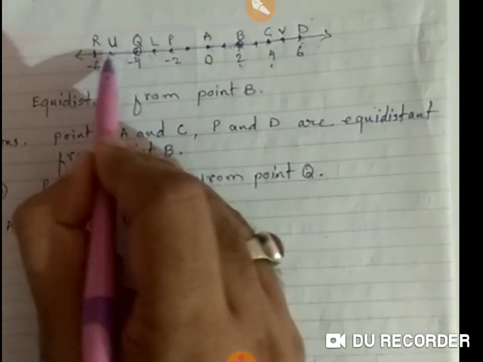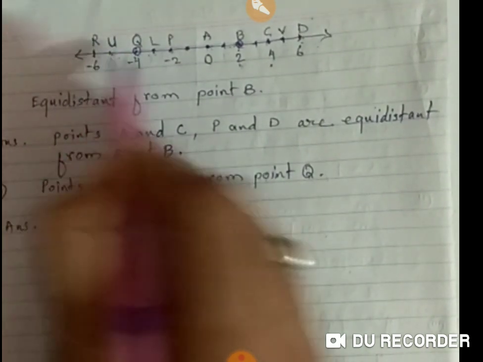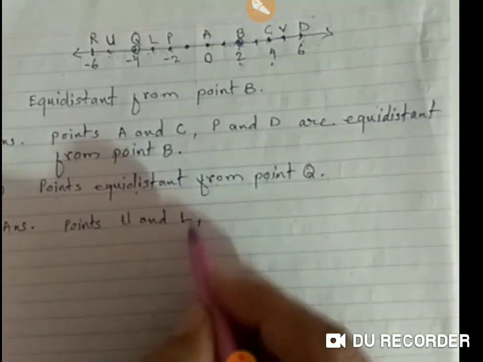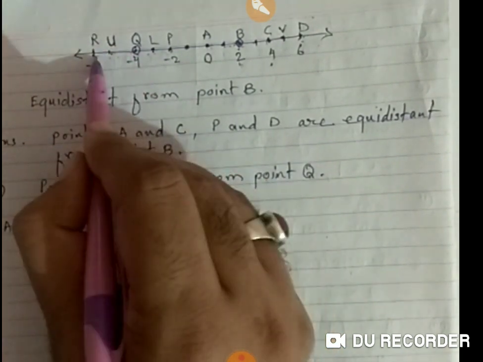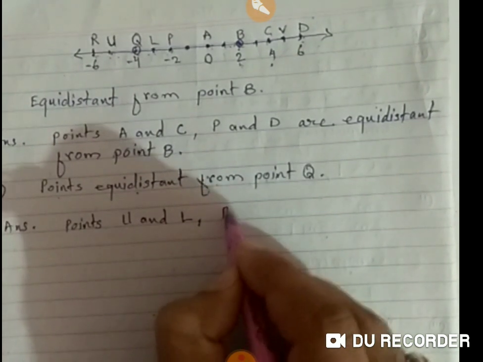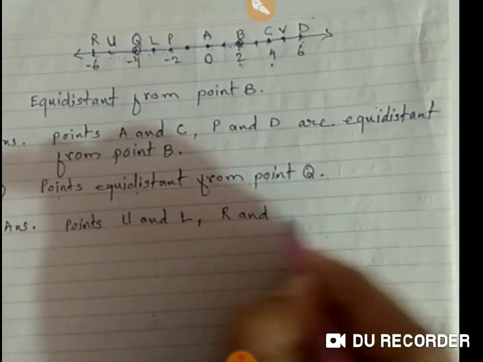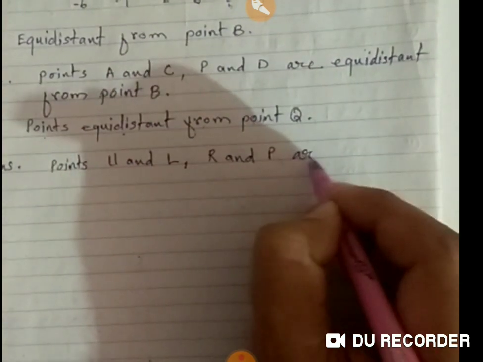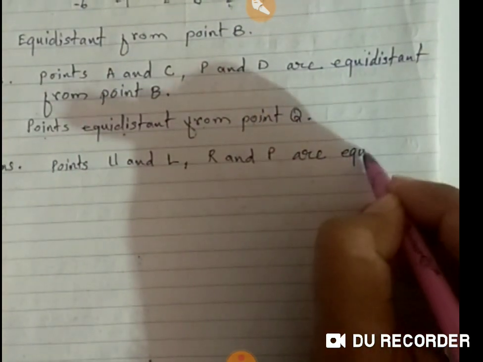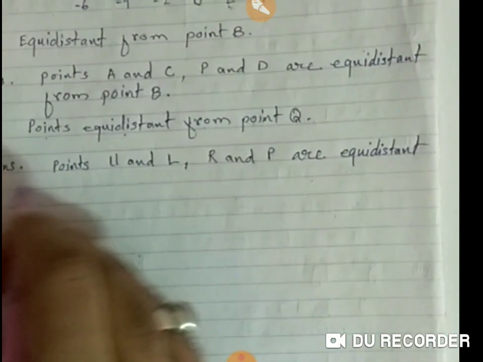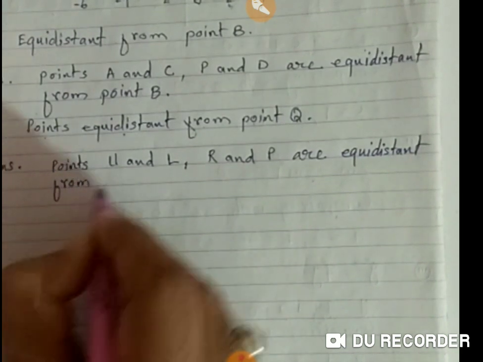R is at a distance of 2 units from Q. P is also at a distance of 2 units from Q. So the distance between QP and QR is constant, that is 2. So point R and point P. These are two pairs of points which are equidistant from point Q.